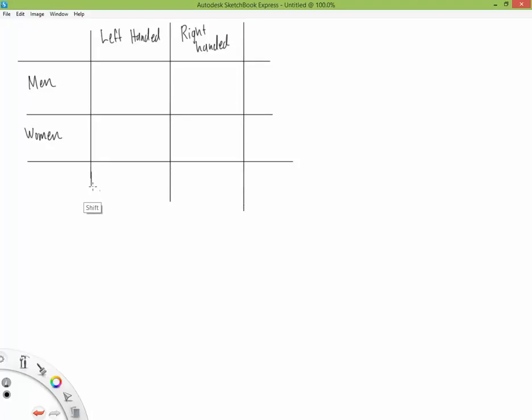And I realize there are people who are ambidextrous, but we're just going to say, pick the hand that you write with the most. Left-handed or right-handed? Okay, and I'll ask, is a man more likely to be left-handed than a woman?